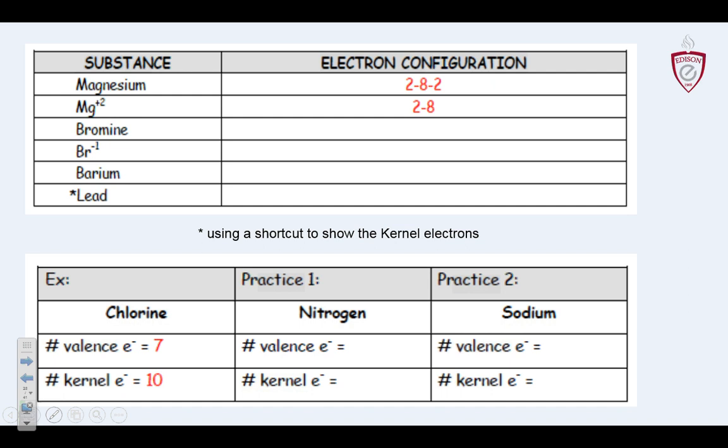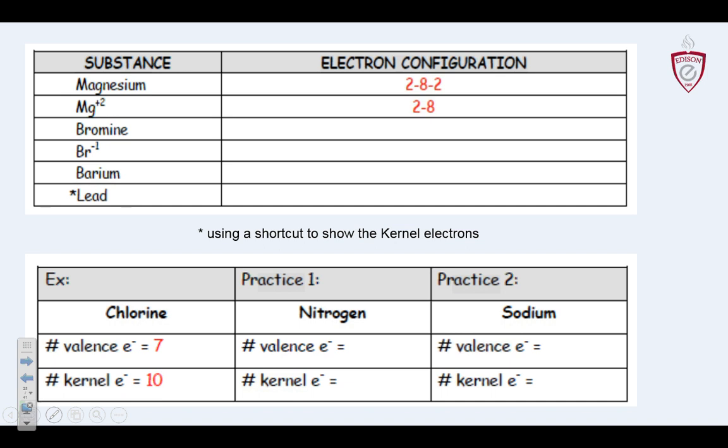Okay. Let's do bromine. The smart board's not working so great right now, so I'm just going to tell you what the configuration is. I'm looking at my periodic table. I found Br for bromine. The configuration sequence is 2-8-18-7, for good old-fashioned bromine neutral atom.